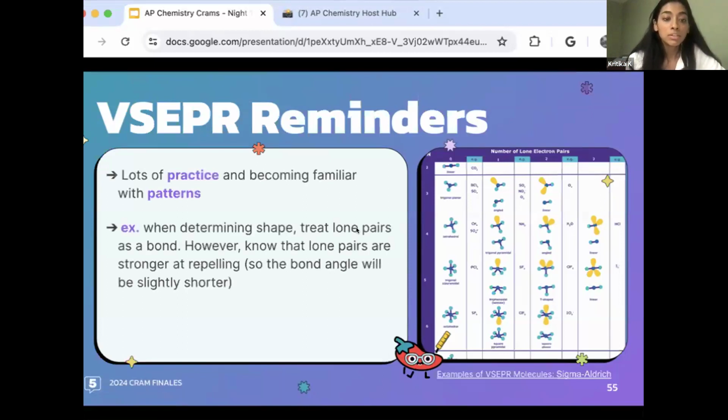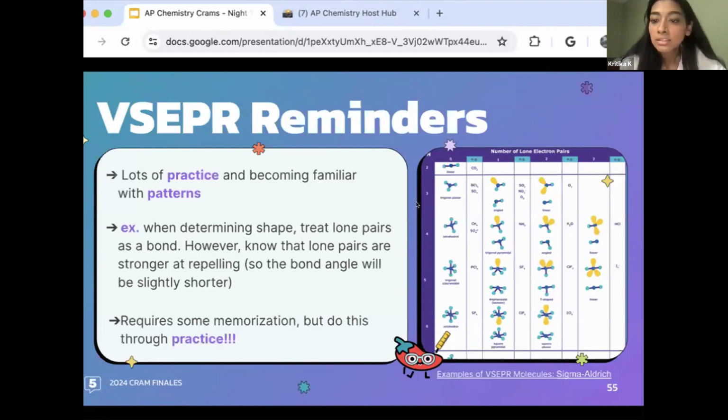For example, when determining shape, you treat lone pairs as a bond. However, lone pairs are stronger at repelling. They repel more than bonded electrons. So bond angle will be slightly shorter. A good example of this would be H2O. H2O is basically an oxygen here. Pretend my head is the oxygen, and I'm going to have two hydrogens coming out of me here. So hydrogen and hydrogen. These are just 2 electrons each, but to get the octet, I do need 4 more lone pairs.